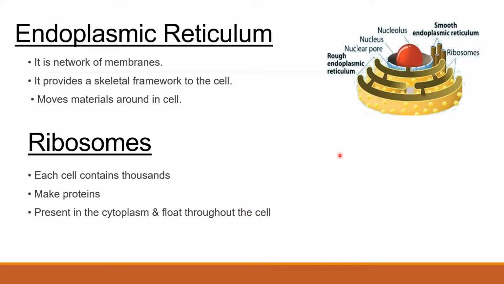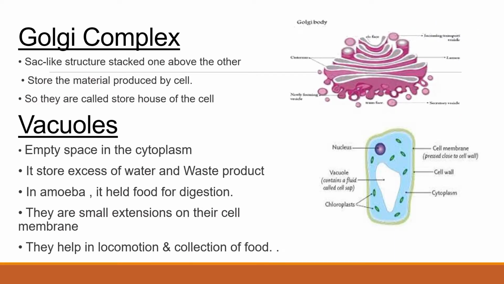They are present in the cytoplasm and throughout the cell. Why? Because they produce protein, the presence of ribosomes is a must, since protein is very much needed for the plant. Next, cell.